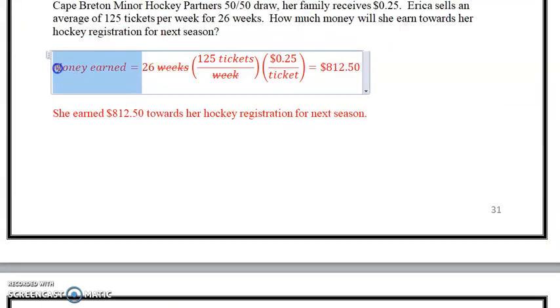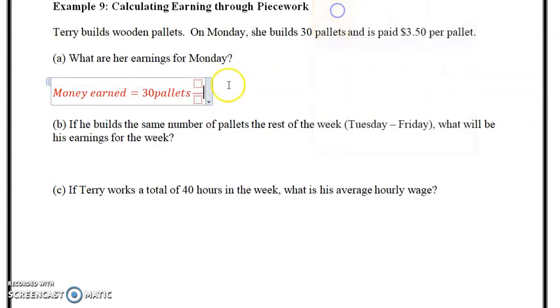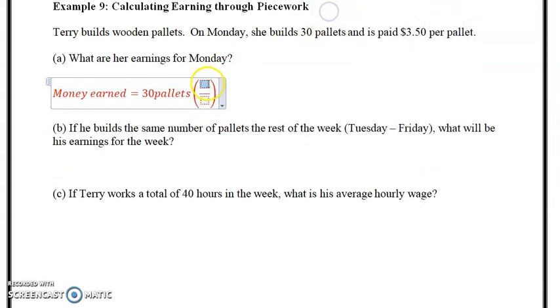So the money earned is going to equal the 30 pallets multiplied by $3.50 per pallet. Now again, you guys don't have a calculator, but I can do this just by multiplying, so I know how to do it. Perfect. That's great. 30 multiplied by 3.50, and that's $105 on Monday earned.